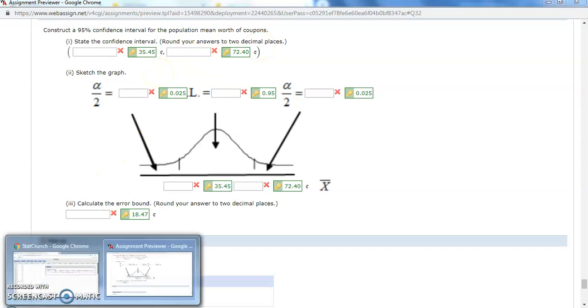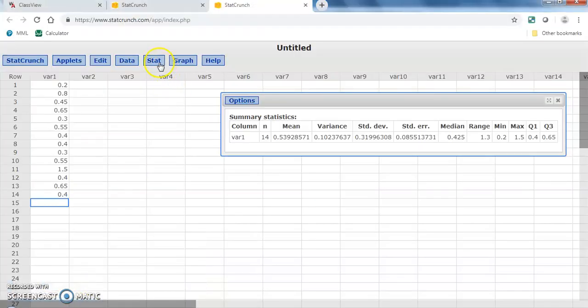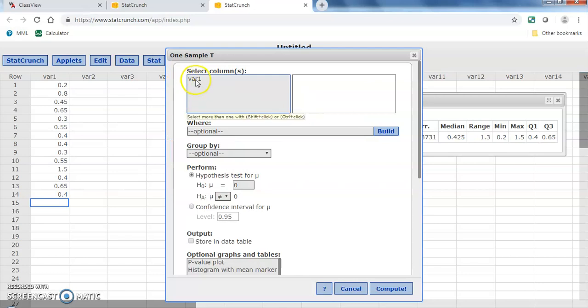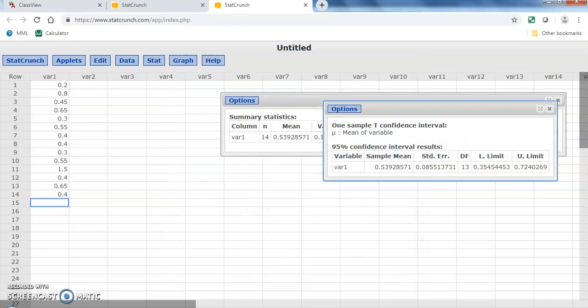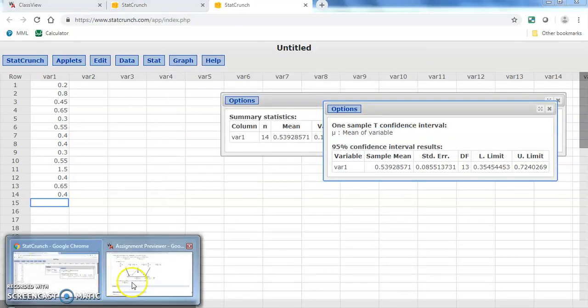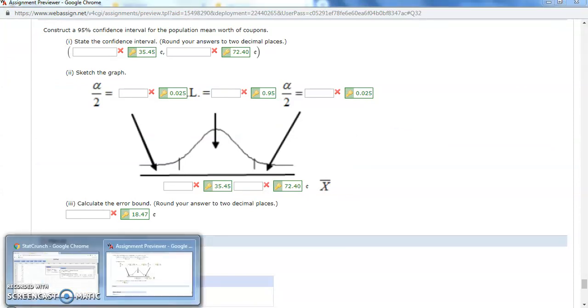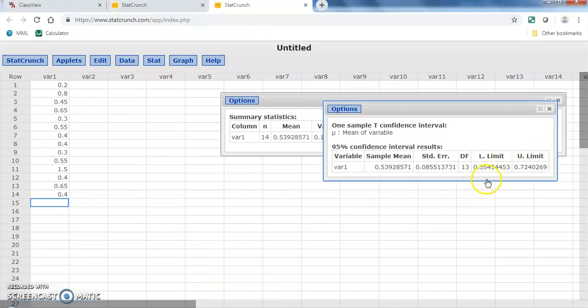Now to find a confidence interval, the answers are showing it's 35.45 to 72.40, but how they got that is you would go to StatCrunch and you go to Stat, T-Stats. This is one sample, and we are actually given data here. And here is the column, and we want a confidence interval, and I think it said 95. So we should double check. 95% confidence interval, yes.